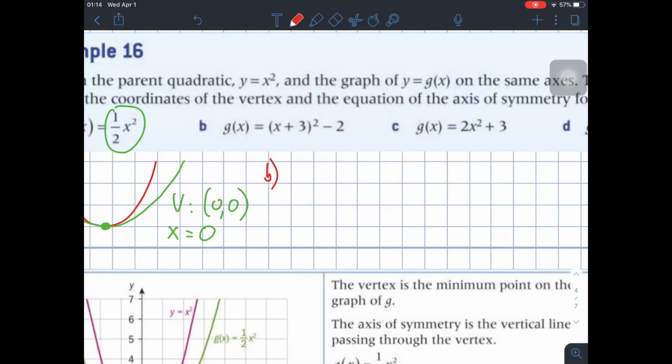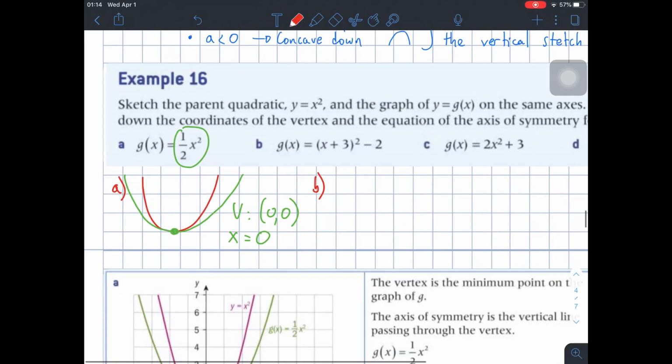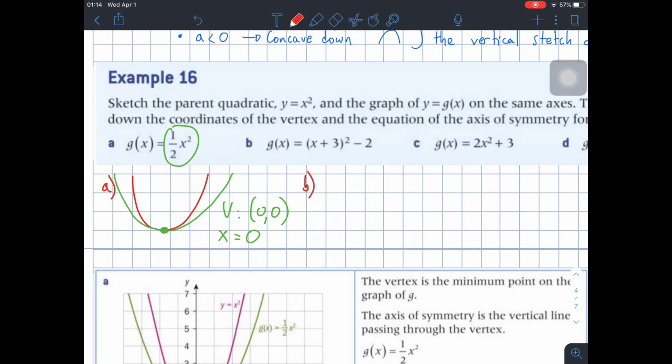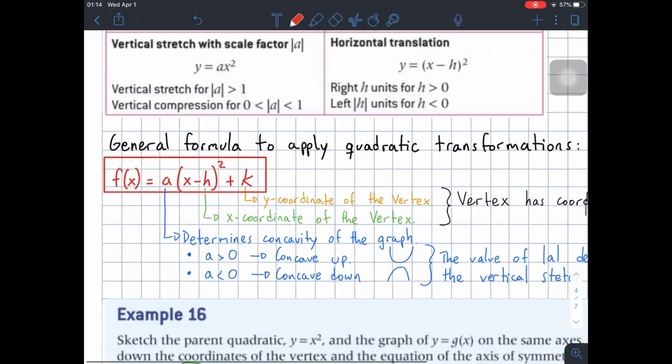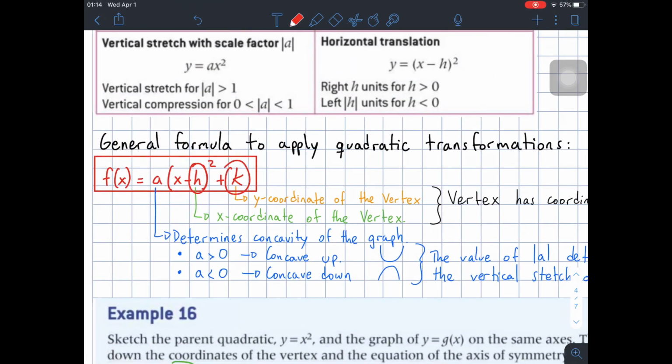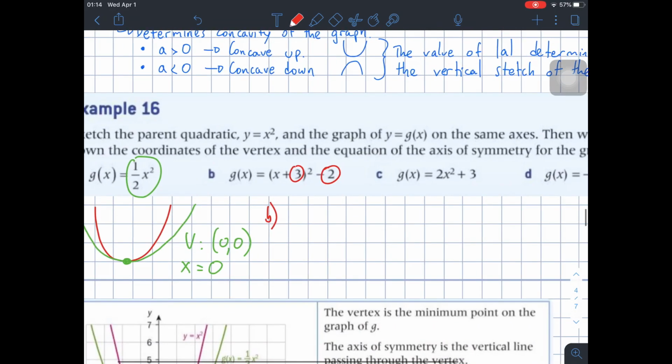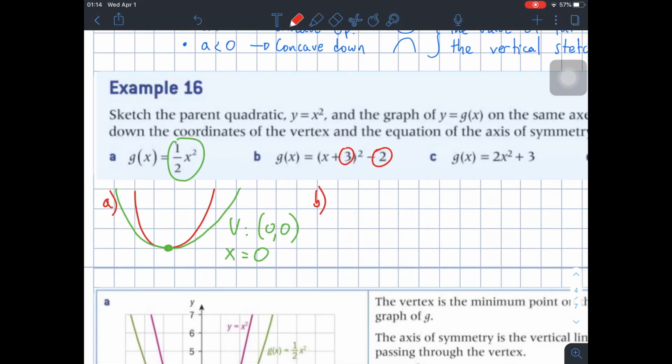If you pay attention, you would see that there is no value of a, right? So there is no vertical stretch nor compression. But we have these two terms which correspond to h and k. That means that they are both horizontal and vertical translations.